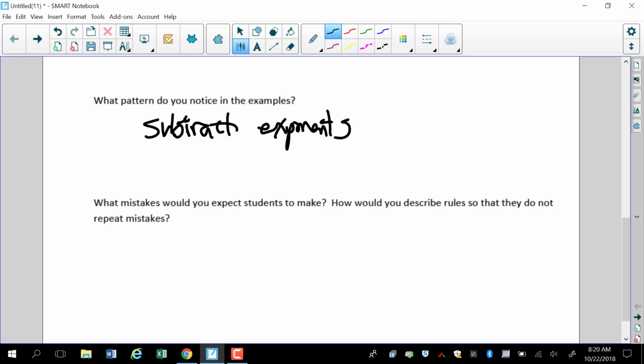What mistakes would you expect students to make? The biggest mistake I see as a teacher is, for example, let's say you have 5 to the 5th over 5 to the 3rd. I see students trying to cancel these 5s or something to that effect. Keep in mind, if you have these things that are the same, just subtract the exponents to get 5 squared. Don't start simplifying anything else.